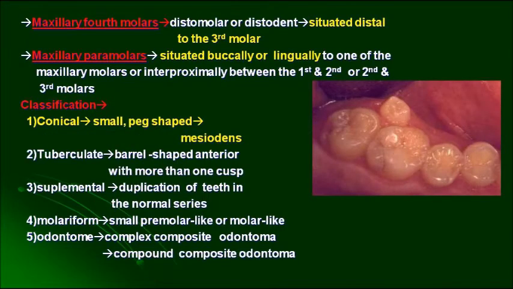Now after mesiodens, if you have an extra tooth which is distal to the third molar, it is called a distomolar, or maxillary fourth molar. The next type is paramolar. What is a paramolar? When the extra tooth is present either buccally or lingually to the molar, it is called a paramolar. So in that picture it is a paramolar. Distomolar is situated distal to the third molar, and paramolar is an extra tooth present buccal or lingual to the molar. The most commonly appearing supernumerary tooth is mesiodens, and they are conical and small, peg-shaped. Clear?